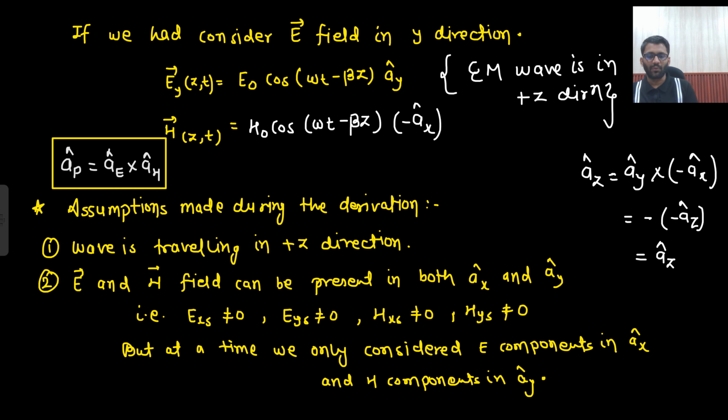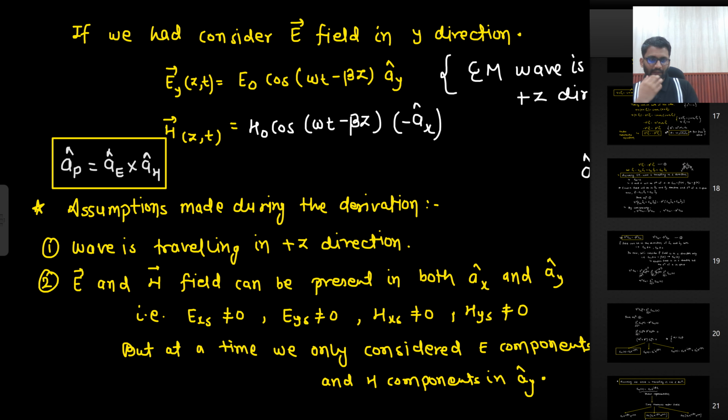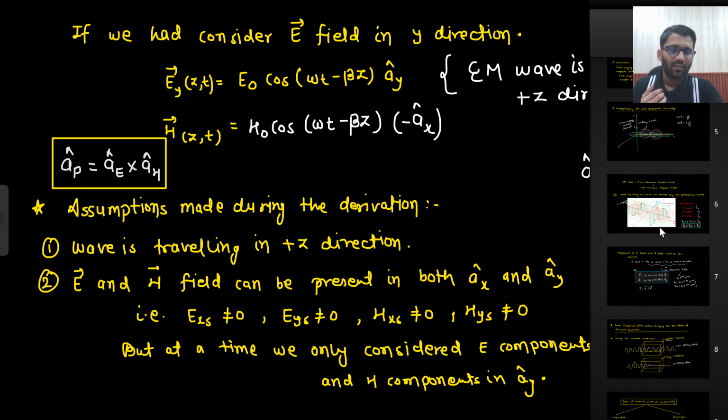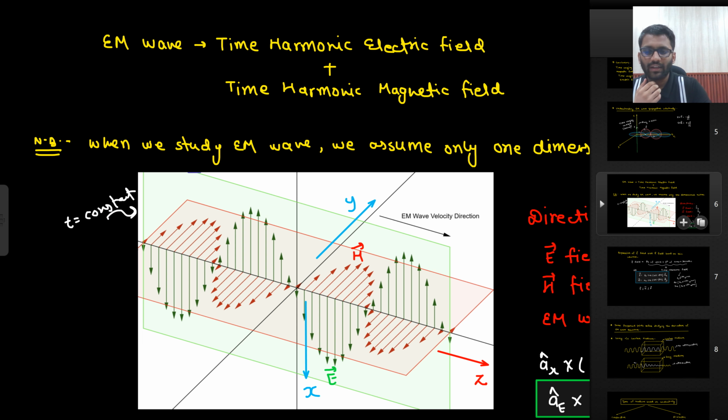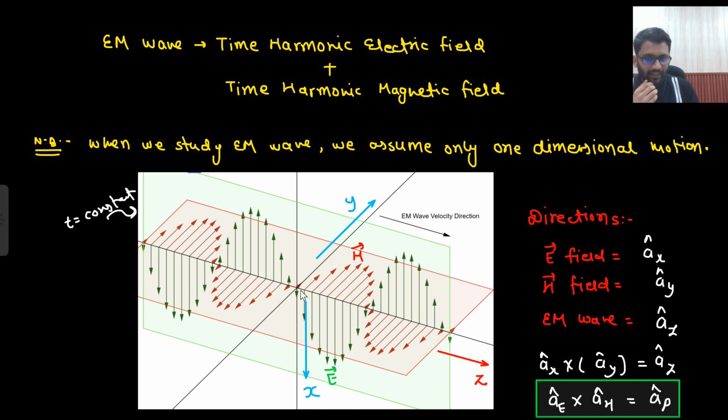I hope it is clear to you. I hope you are able to visualize everything. So this diagram we made. Which diagram we made? This diagram we made. Here we saw that there is one component of E, there is one component of H. But in actual, there will be another component of E. There will be another component of H. Are you getting this point?